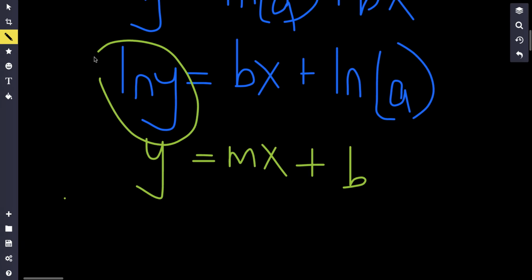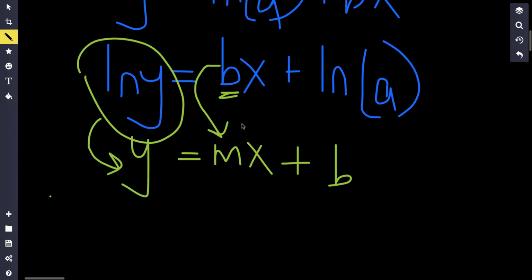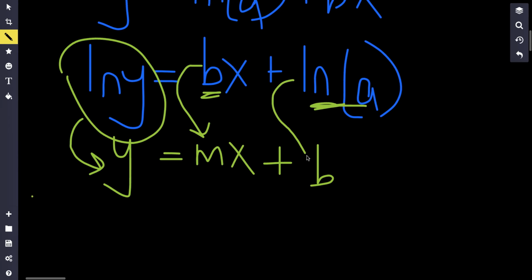Look at this. We have y is equal to mx plus b. This ln of y is basically our new y. This b right over here represents our new slope. This ln of a represents our y-intercept now, right?